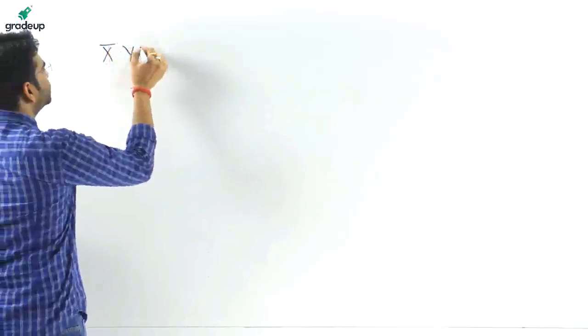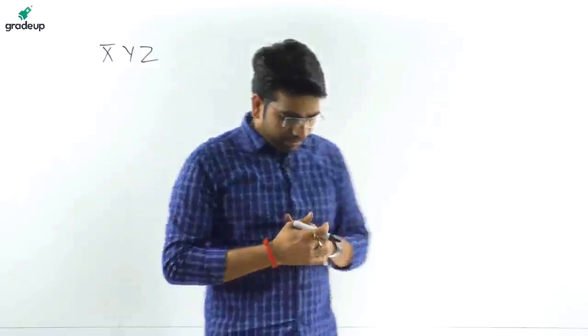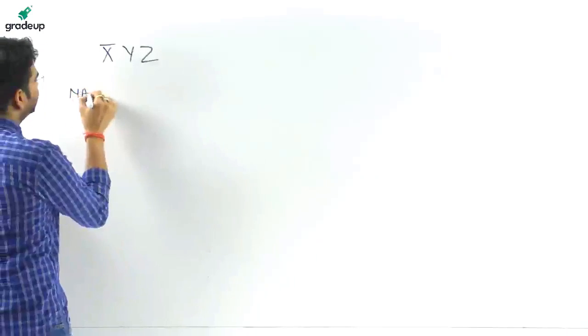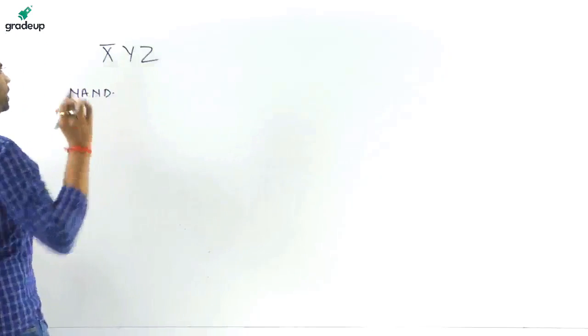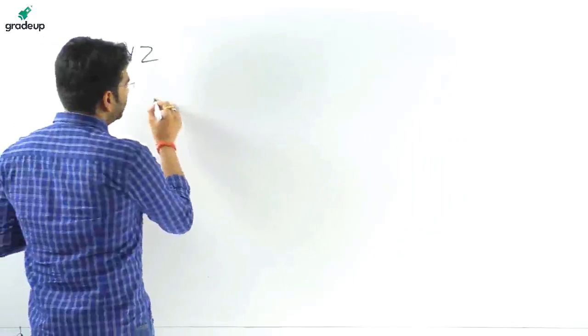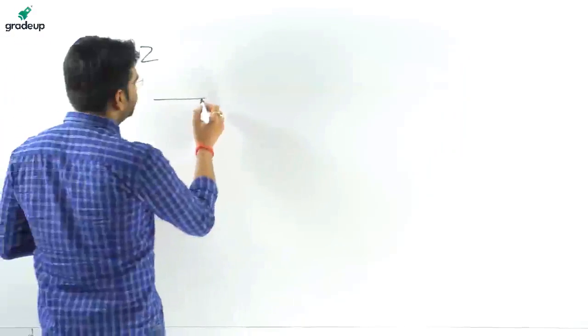X bar y z, suppose take it like this, x bar y z. How are you going to implement it? By using a NAND gate. Let me explain one here, and the rest we will do in the MCQ section. We will be requiring 2 input NAND gates. It will be written in the question itself.